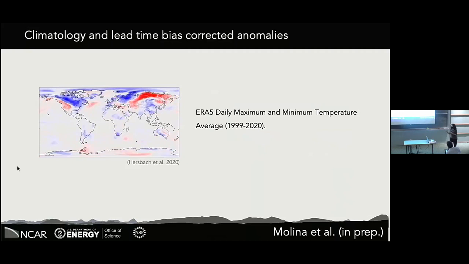Here, I also wanted to predict temperature, so not just precipitation. For temperature, I had a bit more of a difficult time finding a product that also had data over ocean that was in reanalysis. So I ended up settling on a reanalysis product. This is ERA5, a product from ECMWF.